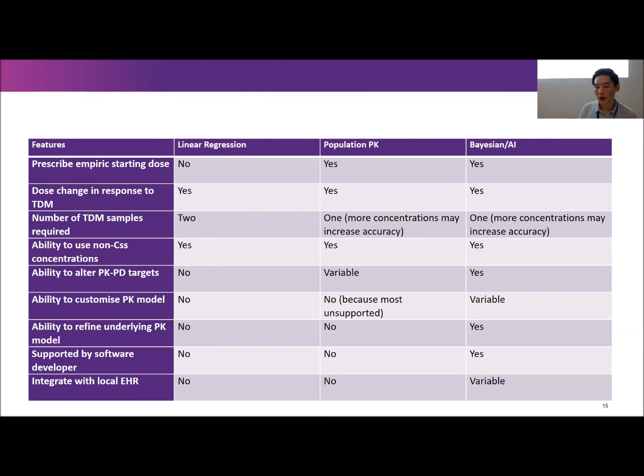And integration with local electronic health records. By that, we mean, is the program able to automatically extract patient parameters from your local electronic health records and directly input them into your dosing software? So it's no for linear regression, no for population PK, and variable for Bayesian or artificial intelligence programs. Some reportedly work with applications such as Cerner, whereas others advertise the ability to customize it according to the local program that you use. And that's it.